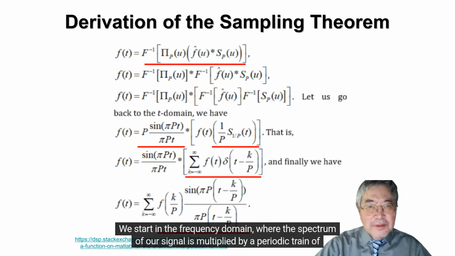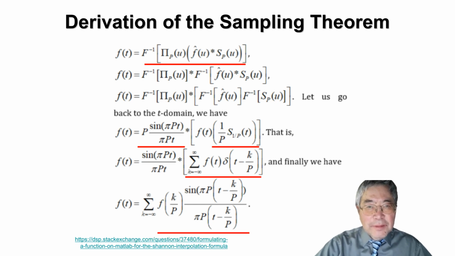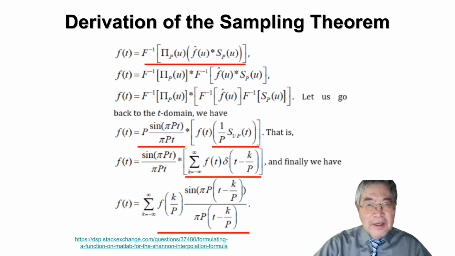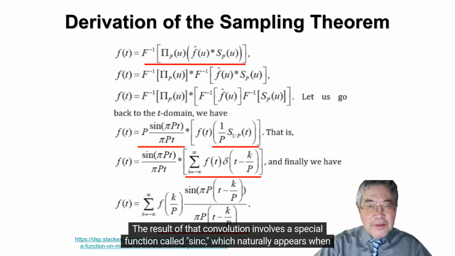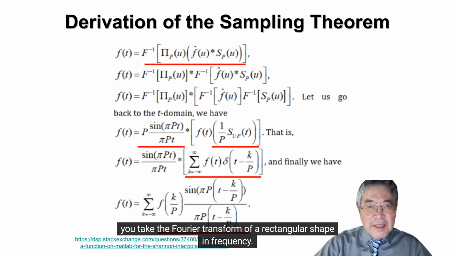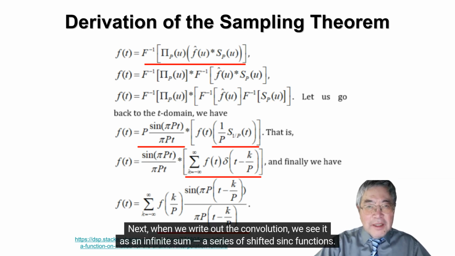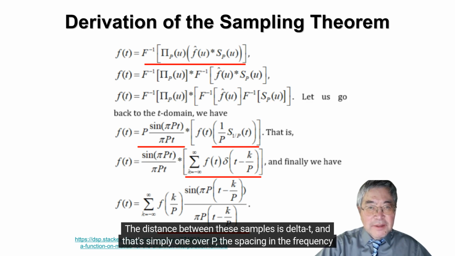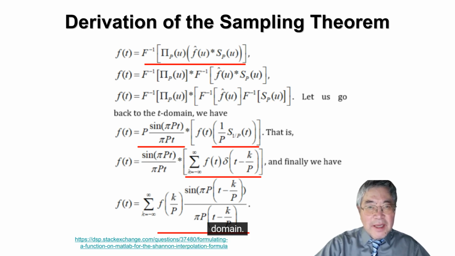We start in the frequency domain, where the spectrum of our signal is multiplied by a periodic train of impulses. When we bring this back to the time domain, that multiplication turns into a convolution. The result of that convolution involves a special function called sinc, which naturally appears when you take the Fourier transform of a rectangular shape in frequency. Next, when we write out the convolution, we see it as an infinite sum, a series of shifted sinc functions. Each one is scaled by the value of our signal at a sample point. The distance between these samples is delta t, and that's simply 1 over P, the spacing in the frequency domain.